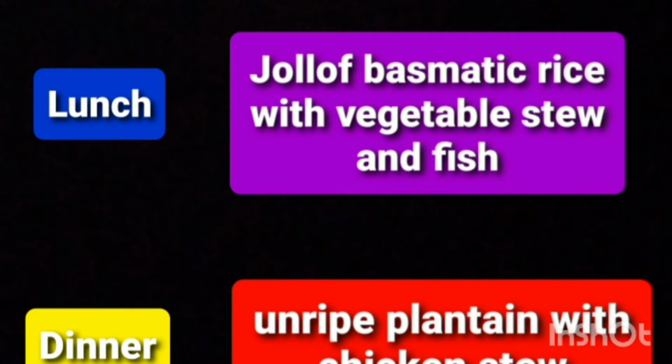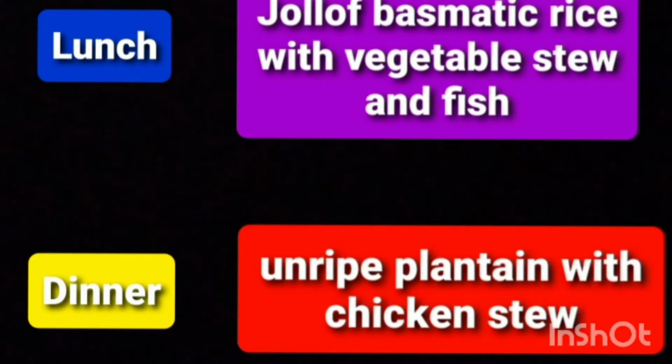Then for lunch, I went with jollof basmati rice with vegetable plus fish. Now when I said rice, I mean basmati rice. Basmati rice is a rice that is very low in starch, and it's recommended for diabetes patients. And you can make anything you want. You can make either jollof rice, just white rice, or fried rice. When I say jollof rice, you start saying, oh, Ghana jollof rice. No, you can go with any kind of jollof rice you want. I went with basmati rice with vegetable and fish. Vegetable is always important, you understand?